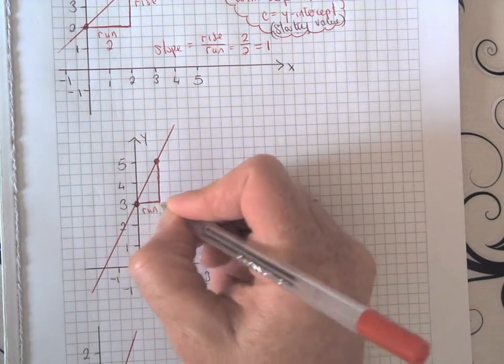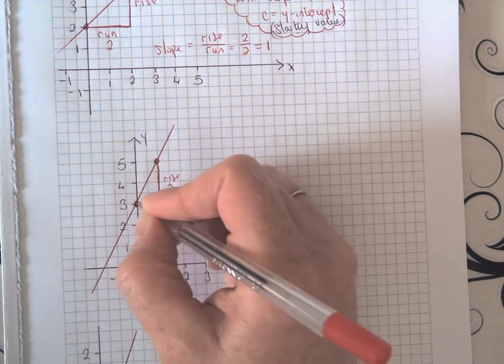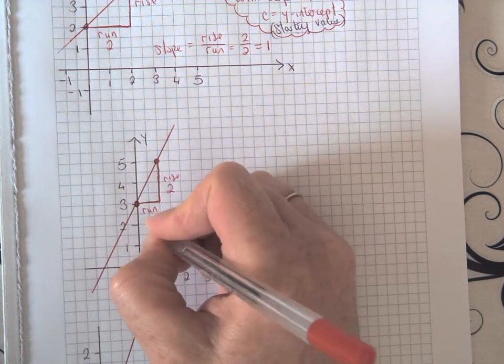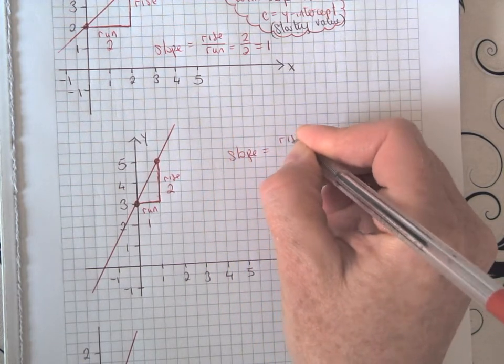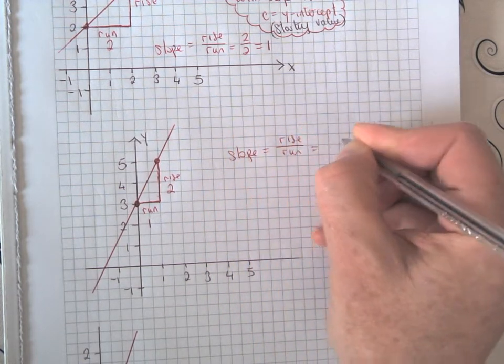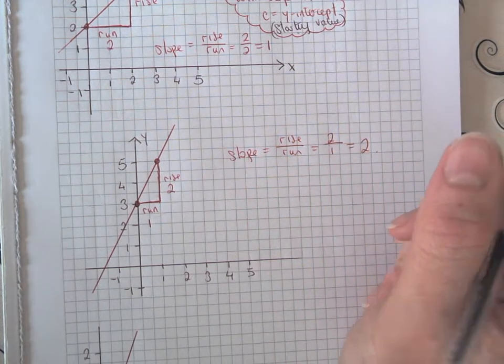So this is my run, this is my rise. I'm going from 3 up to 5, so my rise is 2. I'm going from 0 to 1, so my run is 1. So my slope in this case is rise over run. Rise is 2, run is 1, so my slope is 2. Alright.